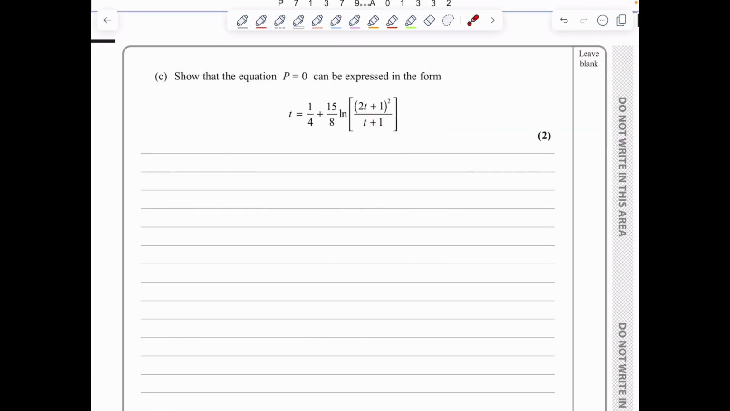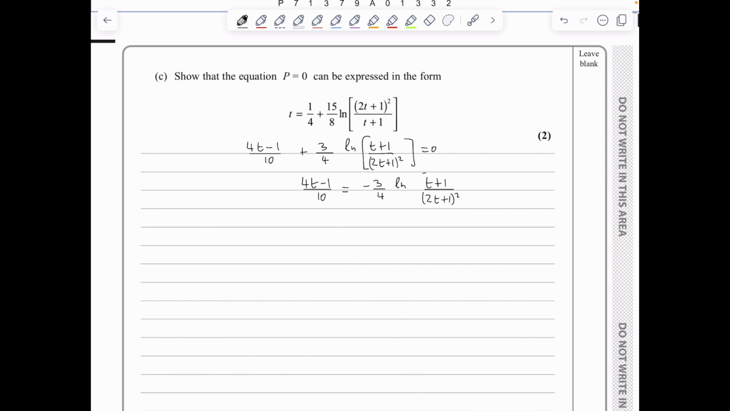In C, we need to show that the equation P is 0 can be expressed in this form. So I will start by setting P is 0, which simply means that (4t minus 1) over 10 plus 3 over 4 ln of (t plus 1) over (2t plus 1) all squared must be equal to 0. So the first thing to do is to send the 3 over 4 ln on the right hand side, and we get (4t minus 1) over 10 is equal to minus 3 over 4 ln of (t plus 1) over the (2t plus 1) all squared.